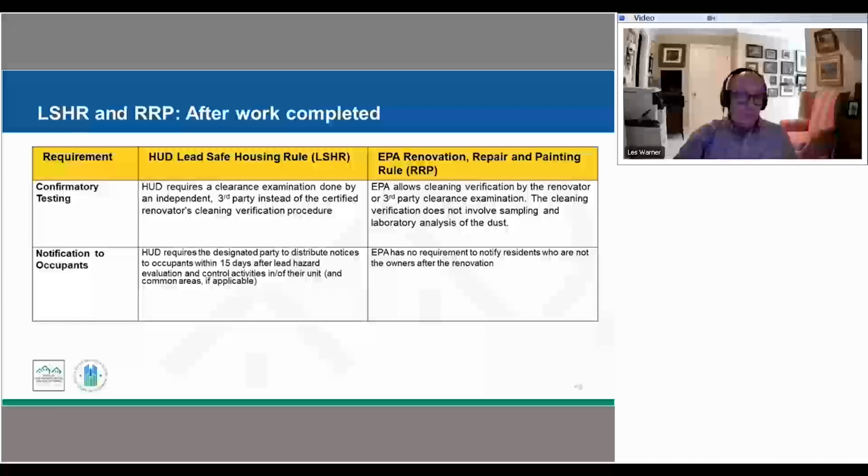We know with our lead safe housing rule that we have a 15-day requirement of distributing those notices to occupants and owners to make sure that they're kept aware of not only our testing results, but then at the completion of our lead hazard control activities as they've been completed.